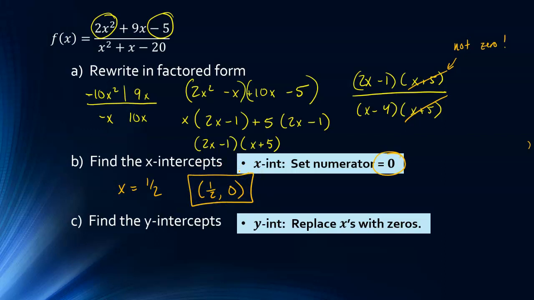All right, so now let's look at the y-intercept. To find the y-intercept, we're just going to replace every single x with a 0. I think it's easiest, to be honest, to go back before we factored it. Before we factored it, if I replace all those x's with zeros, I'd be left with -5 in the numerator and -20 in the denominator. If we reduce that, we would get 1/4. So that means that my y-intercept would be the coordinate where x is 0 and y is 1/4.